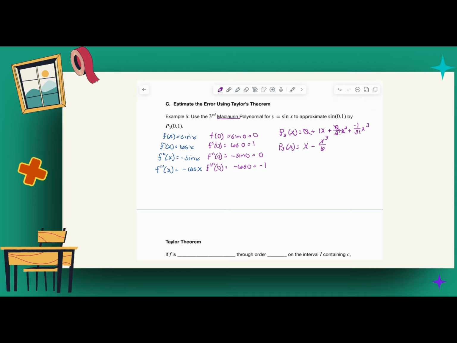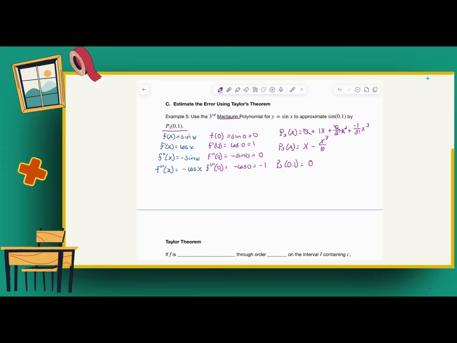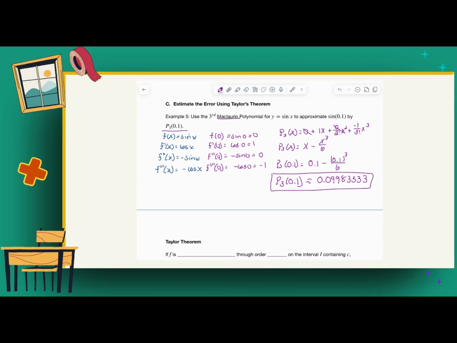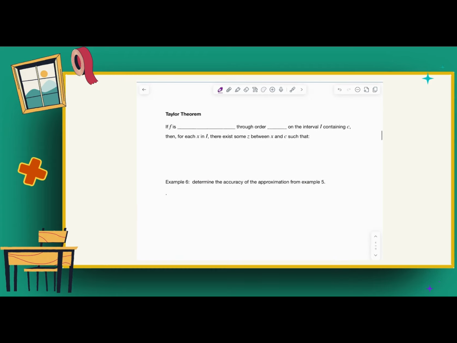Now I'm going to evaluate this when x is equal to 0.1, and that'll give us 0.1 minus 0.1 cubed over 6. Again, I'm going to punch this into my calculator, and that gives us approximately 0.09983333. A calculator tells us that the sine of 0.1 is approximately 0.0998334. So our approximation is very close, but how can we guarantee how accurate it is?